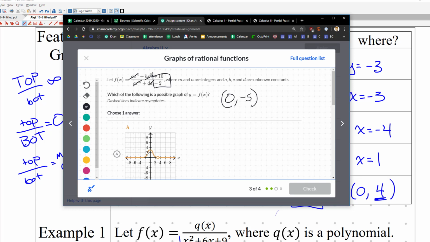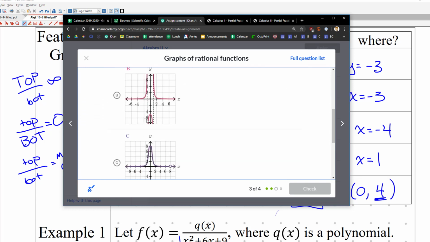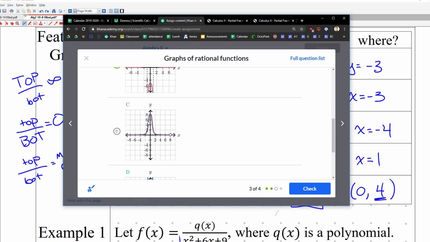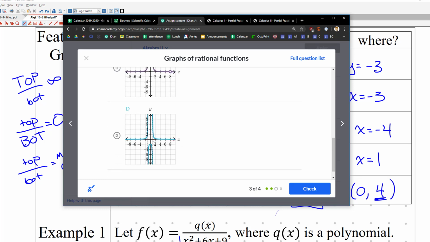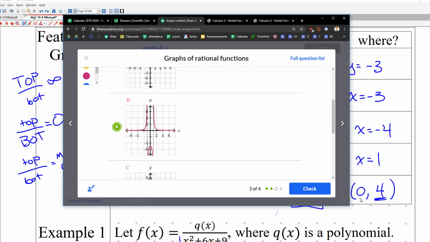This y-intercept here is 3, not A. B, the y-intercept is negative 5. Okay, that one's the answer. It crossed the y-axis at negative 5. This one crosses the y-axis at 8. Nope. This one crosses the y-axis at negative 2. Nope. And yeah, correct answer, B.